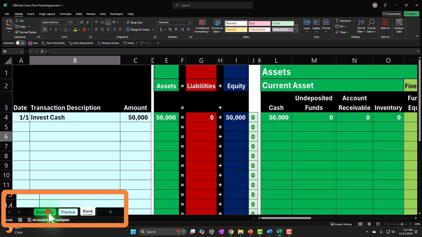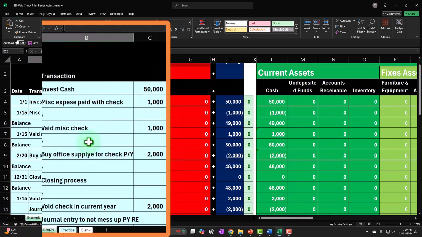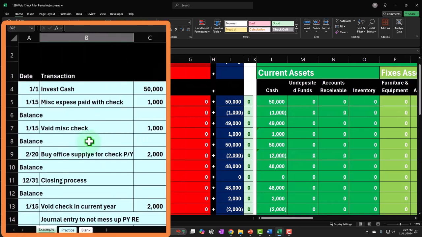Let's go to the example tab to get an idea of what we will be doing, looking at the accounting equation rather than the debits and credits, recording transactions in accordance with the accounting equation, thinking about a situation where we have a voided check. And when we think about a voided check, we can have a similar scenario as any transaction where we're adjusting an error that was made in the past. That's basically what a voided check is.